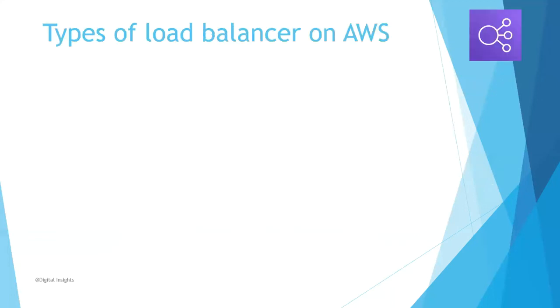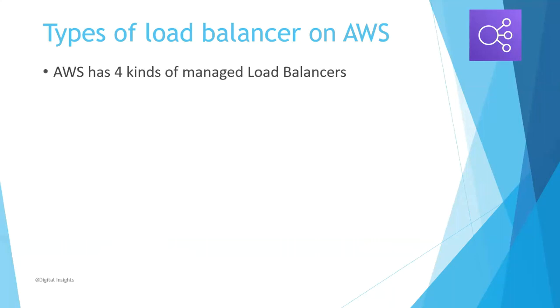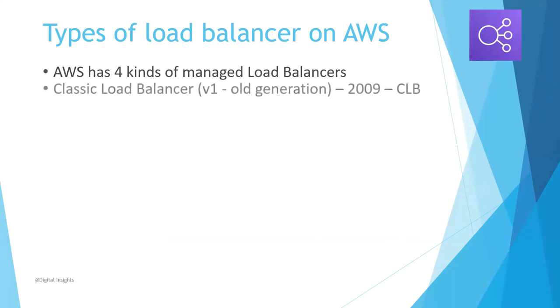Okay, the types of load balancers inside AWS. Now we are going to speak about the type and the difference between them. As I said, AWS has 4 kinds of load balancers. The first one is called the CLB, or classic load balancer, which is basically version 1, and AWS is not recommending to use this. This is an old generation, but if you are planning to go for certifications, it is good to know that these also exist till now.